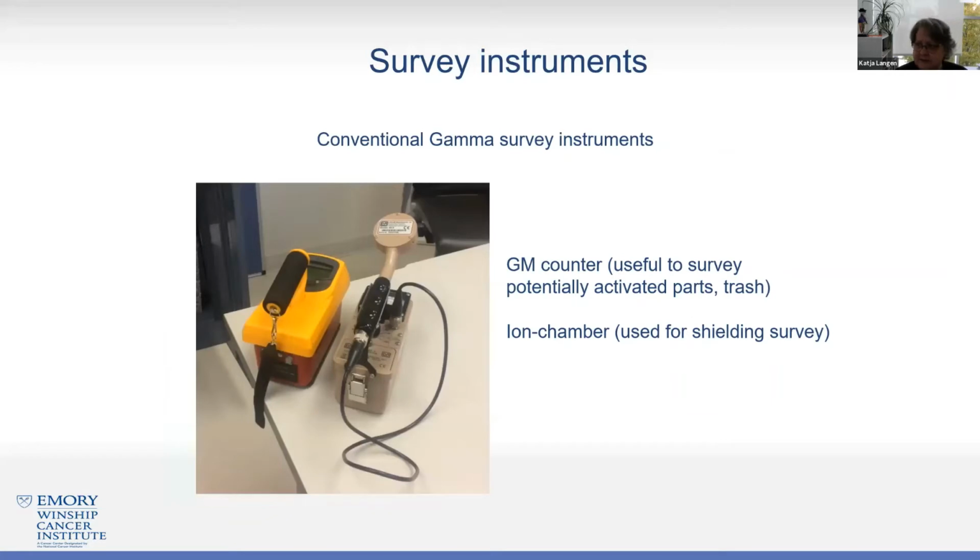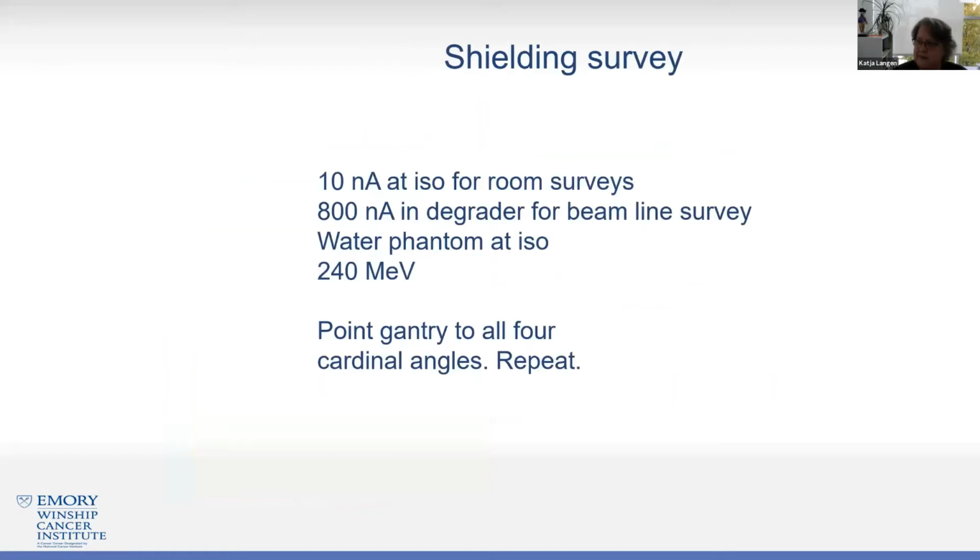For gamma surveys, we use conventional ion chambers for shielding surveys. When we did the shielding survey, we ran a lot of current into the room, more than what is normally done during treatment. We ran 800 nanoamps into the degrader. We had a water phantom at isocenter, and we used the highest energy. We pointed the gantry to all 4 cardinal angles to survey the respective areas outside the shielding.